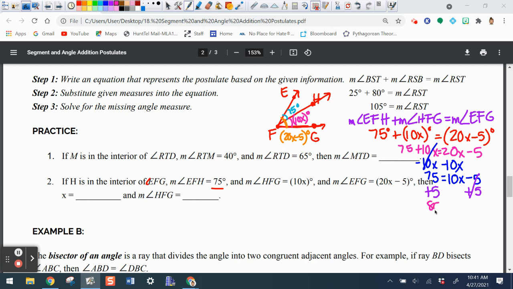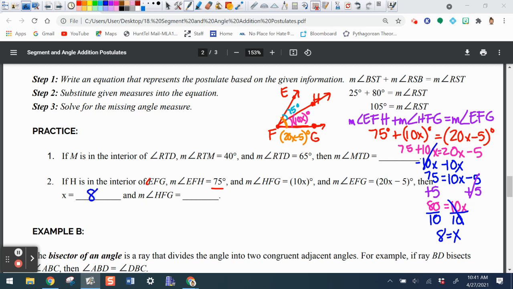That'll give me 80 on the left and 10x on the right. Well, what times 10 is 80? Well, it's 8, but if you need to do that with a little algebra, we divide both sides by 10. 10 divided by 10 is 1 and 1x. And 80 divided by 10 is 8. So they did want us to find x first.